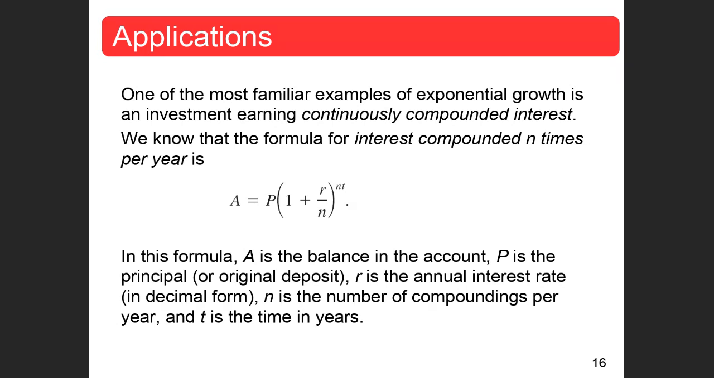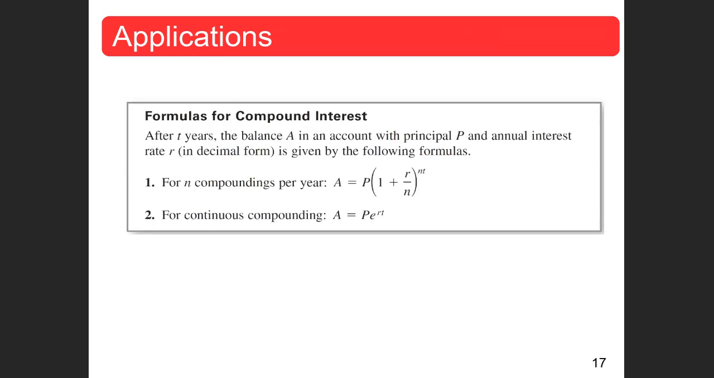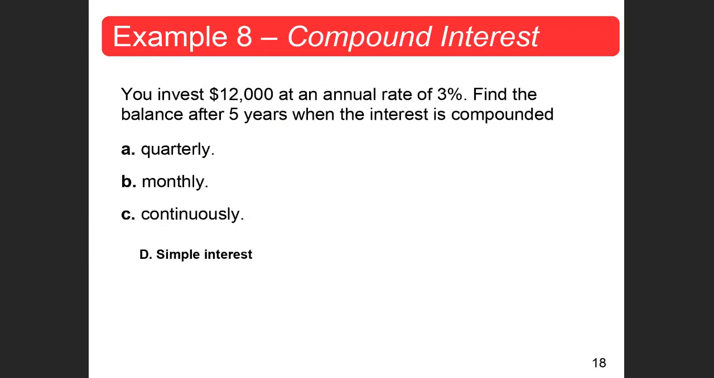So for example, I have an example down here. It says you invest $12,000 at an annual rate of 3%. Find the balance after 5 years with interest compounded quarterly, monthly, continuously. Continuously, that one's interesting, so we'll talk about that, and simple interest. Quarterly means it's compounded 4 times a year, so n equals 4. Monthly would be 12 times a year, so that's my n value. And t is 5 for 5 years in all of them.